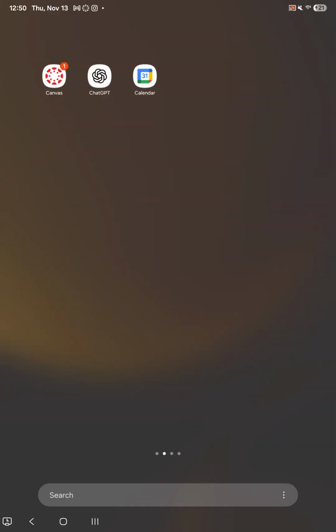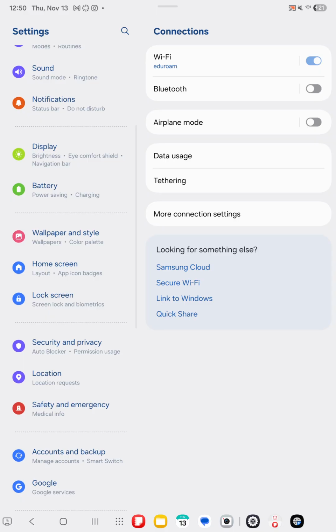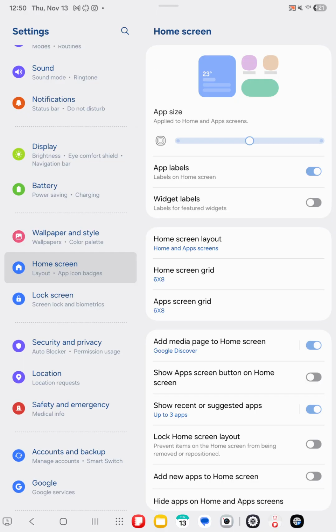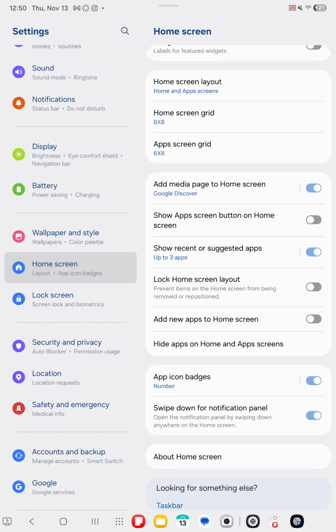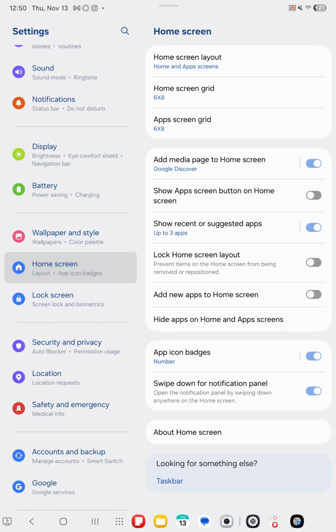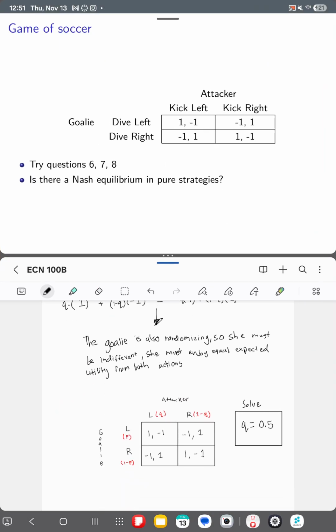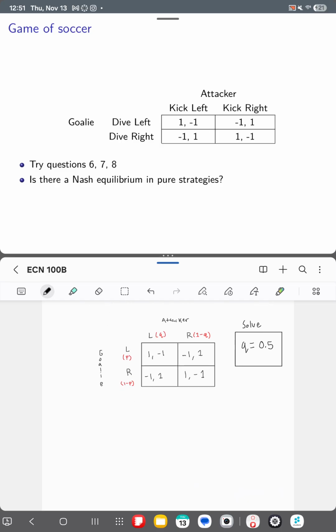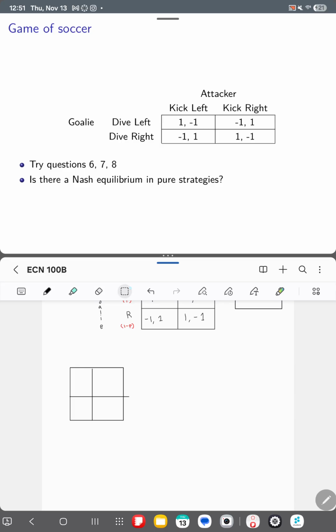Then the next step is to do the same, but here we fix the goalie. Now let's fix the attacker and try to see what that would give us. So let's fix the attacker. I want to draw the table again so it's clear what's going on. So reproducing the table. Here we go. This is the goalie. And this is the attacker. Their actions are left and right. And these are the payoffs.